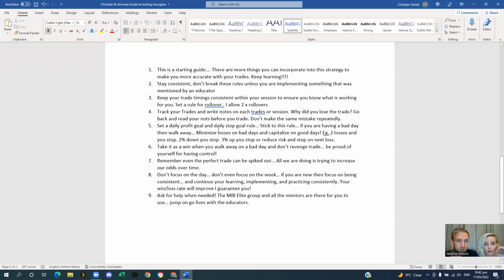Set a daily profit goal and daily stop goal. So stick to that rule. Again, this is about sticking to your trade tracking spreadsheet and walking away when you have your losses. Everybody's got different rules for it. You could say 2 losses and you stop, or 2% down and you stop, 3% up and you stop. Like I said before, you could also reduce your risk. If you're up for the day, you could reduce your risk and stop on your next loss or something like that.